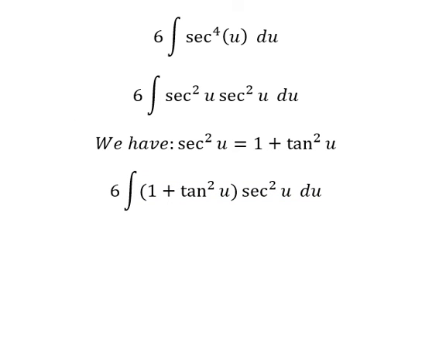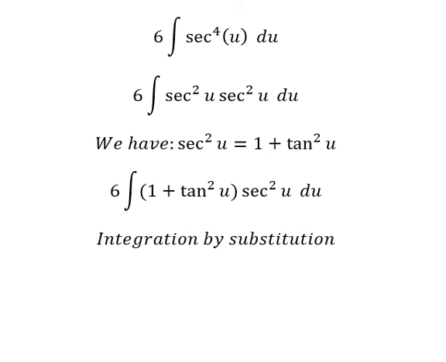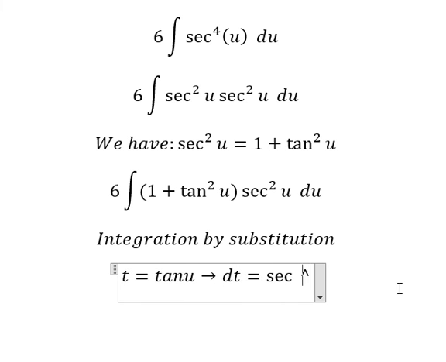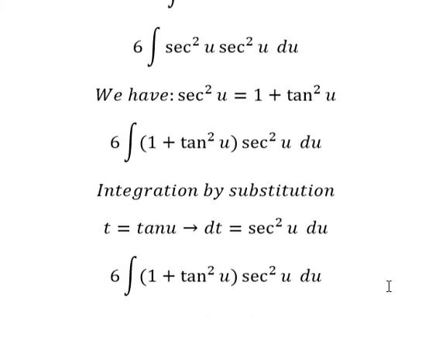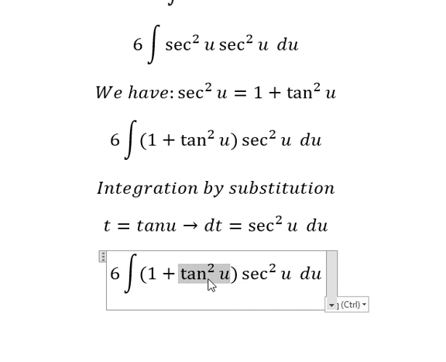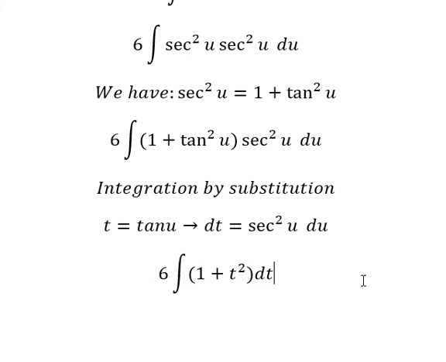Next, we need to use integration by substitution. So I will put t equals tan u. Later, we take the first derivative of both sides, and you get dt equals secant of u squared du. This one we change by t, and we have t squared. This one we change by dt.